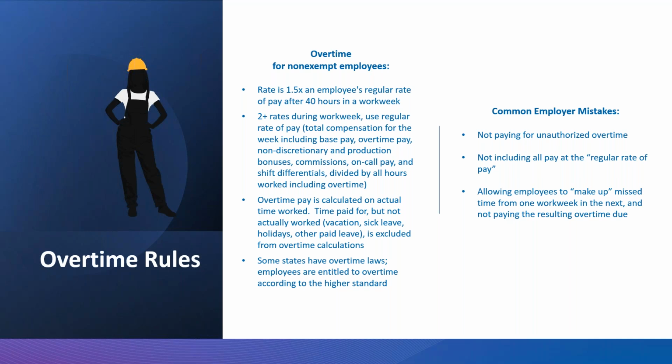Also, not including all pay in the regular rate of pay, just looking at their salary or regular hourly rate and multiplying by 1.5, but ignoring commissions or bonuses they received during that period. And the last common mistake is allowing employees to make up missed time from one week in the next week, and then not paying any resulting overtime due. If somebody says, hey, I'll make up the 8 hours next week, and that results in a 48-hour week, well, now they have 8 hours of overtime. Make-up time could push them into an overtime scenario.